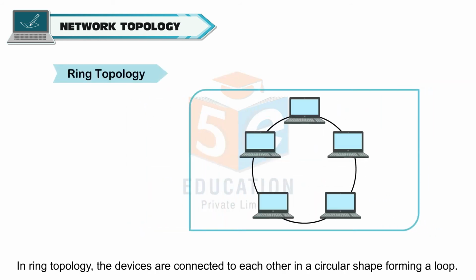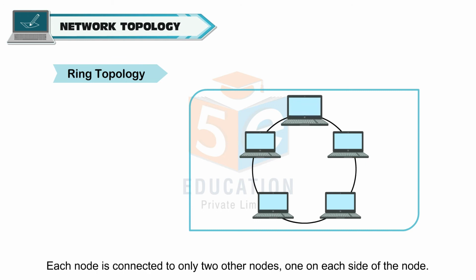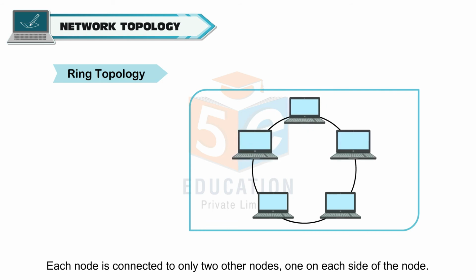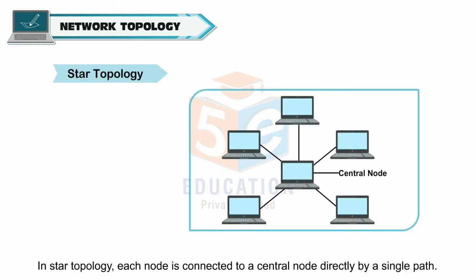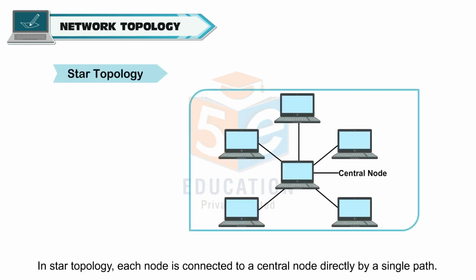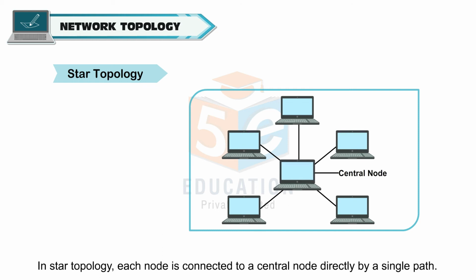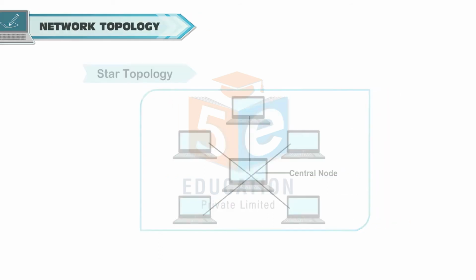Ring topology. In ring topology, the devices are connected to each other in a circular shape forming a loop. Each node is connected to only two other nodes, one on each side of the node. Star topology. In star topology, each node is connected to a central node directly by a single path.